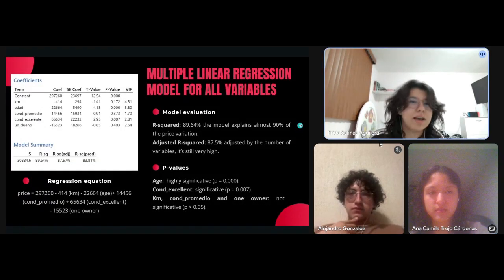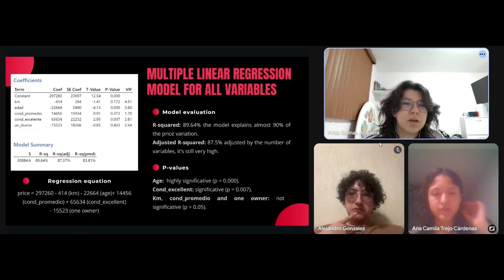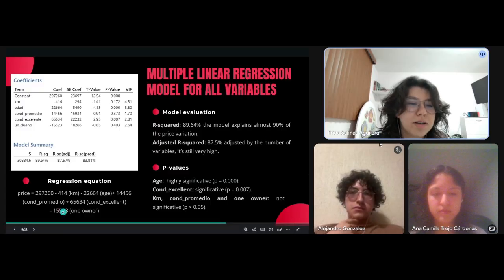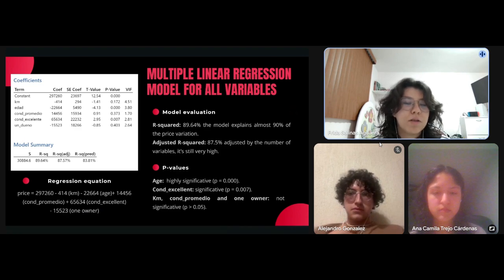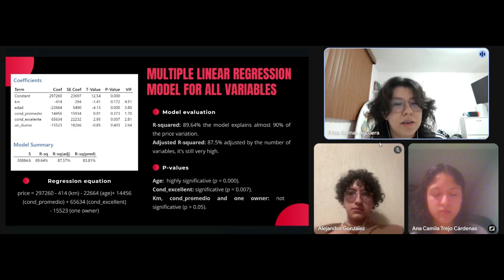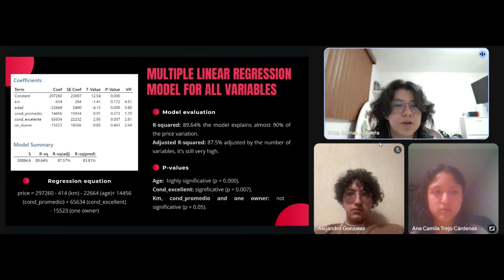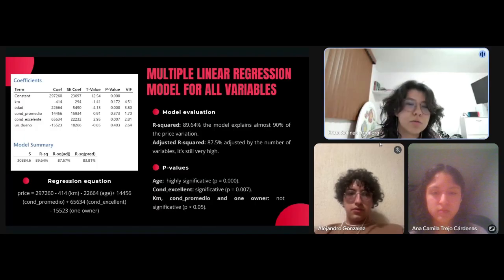Then we did a multiple linear regression model for all variables. And this is the equation we got. It relates all of the variables. For the model evaluation, we obtained that the R-squared value is 89.64, meaning the model explains almost 90% of the price variation. And the adjusted R-squared value is 87.5, adjusted by the number of variables.